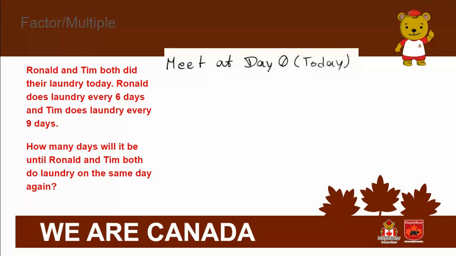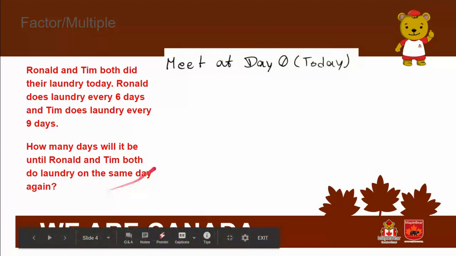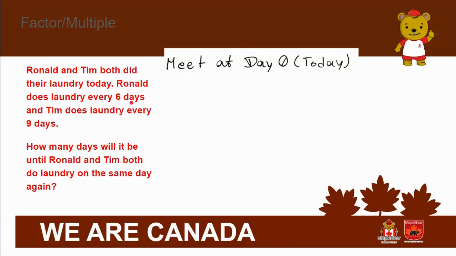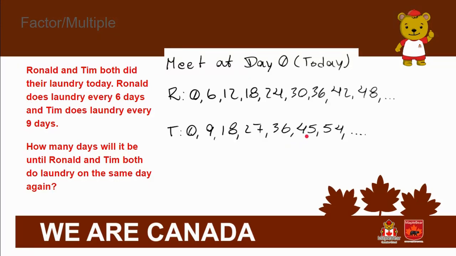So, for example, Ronald does his laundry every 6 days. So he's going to do it on day zero, on day six. What's the next day? Day 12. The next day, day 18. The next day, day 24. And it goes on. And Tim is going to do the same thing, but he's going to do it on 0, 9, 18, 27, 36, 45.